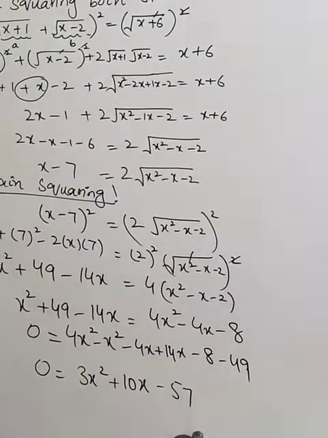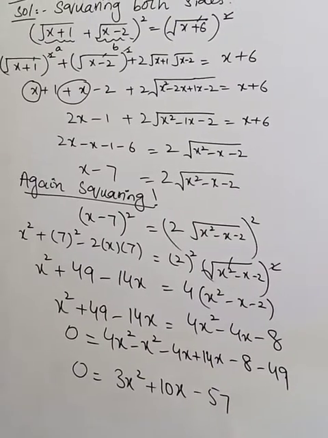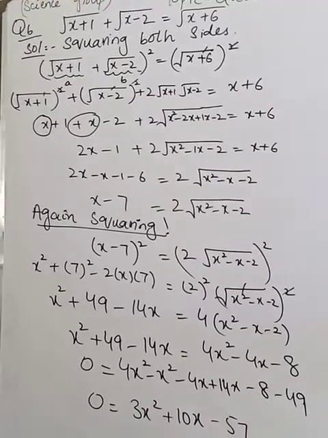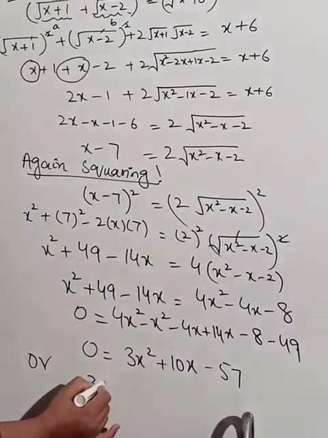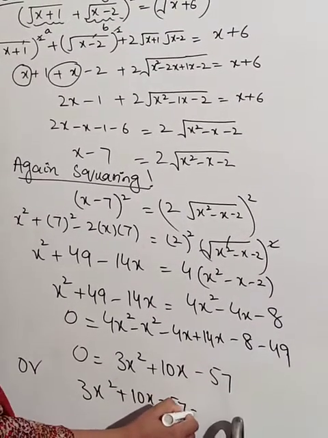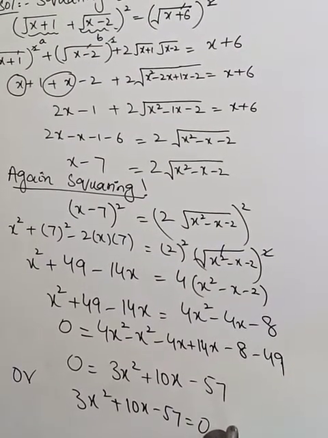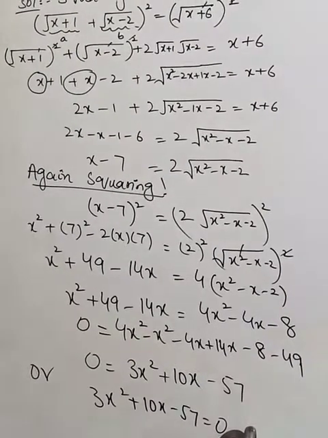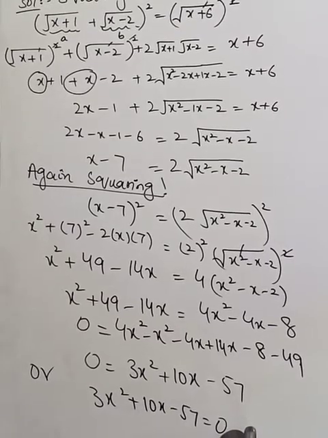So I'm having 0 is equal to 3x square plus 10x minus 57. That is equal to 0. In other words, I can write it in standard form: 3x square plus 10x minus 57 is equal to 0. You can solve it by the quadratic formula, or we can do its factorization by splitting the middle term. Up to you, whichever you find easier.